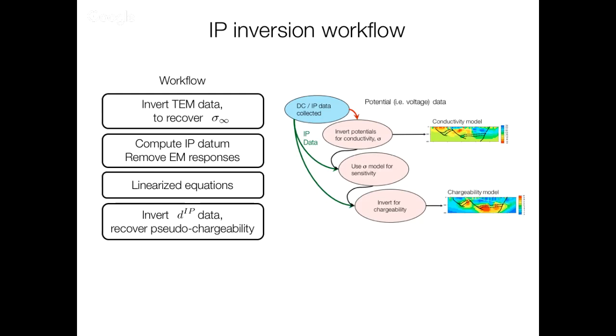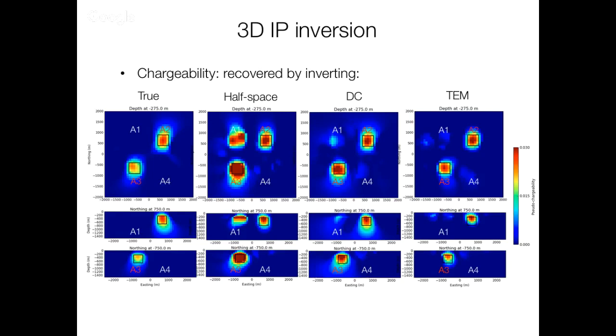So that's the inversion workflow that we're actually then going to do. So we've got the IP data, and now we're going to use the linearized form and go ahead and invert for those data. So now, these are the IP responses that we've got.